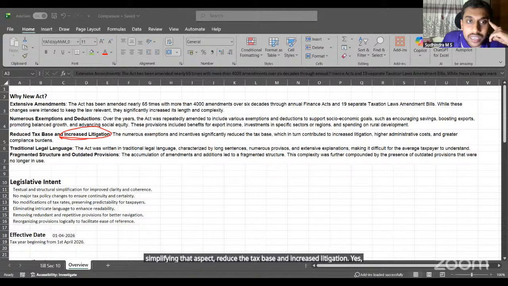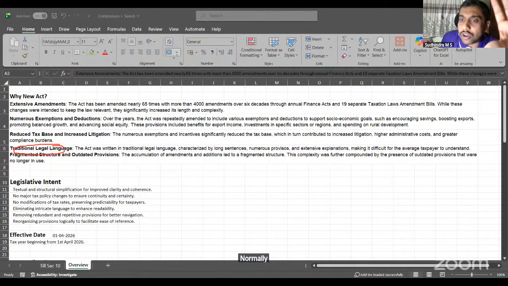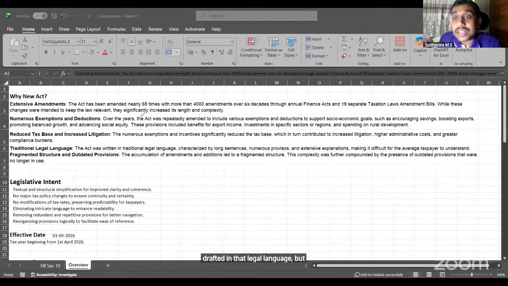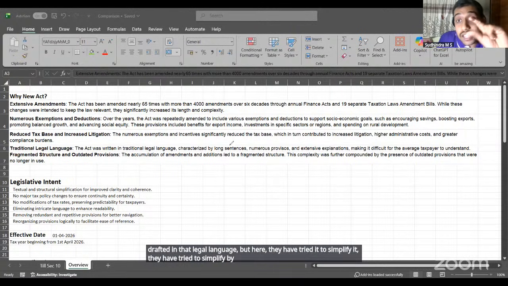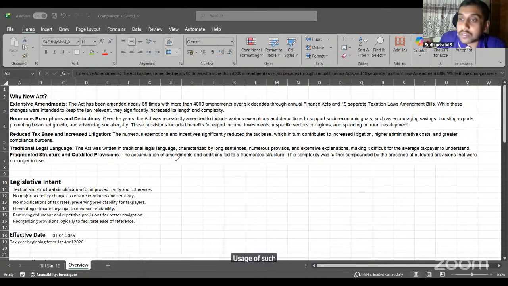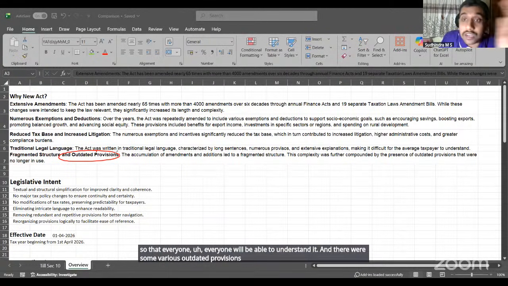Yes, this is the main point, as sir was mainly pointing out. And traditional legal language. Normally any law in the country will be drafted in legal language, but here they have tried to simplify it by reducing the usage of such legal terms, making it more user friendly so that everyone will be able to understand it. And there were various outdated provisions. These are the things they have removed.